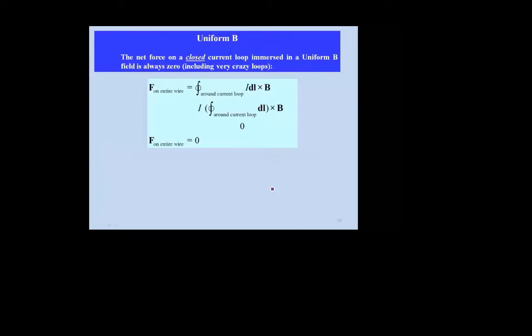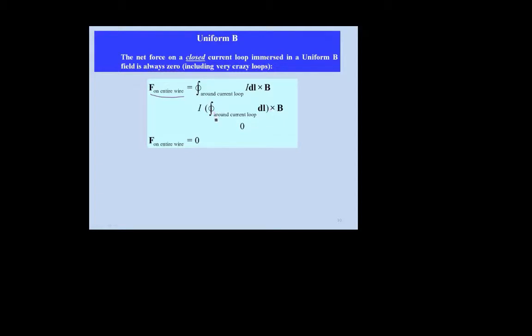Let's take a case of uniform B, and here the net force is on a closed current loop, and this is all immersed in a uniform B. And so if we look at this, the net force will always be zero. And this could include very crazy loops, as long as B is constant over those loops. And so how do we see that? Well, we take the force on the entire loop or wire, and we integrate I dl cross B around the current loop. But if we factor out the I, and we combine dl with the integral, because B is a constant, we can do that, then what do we have?